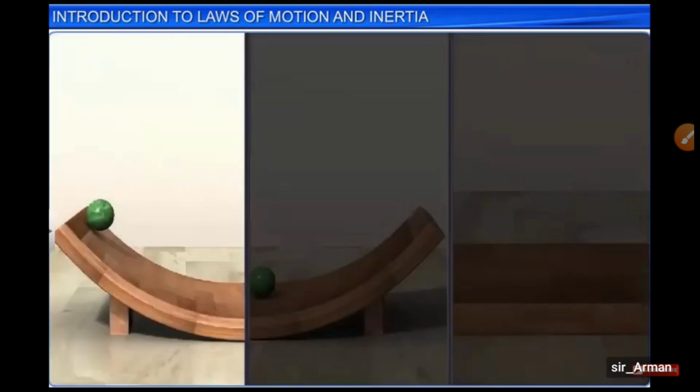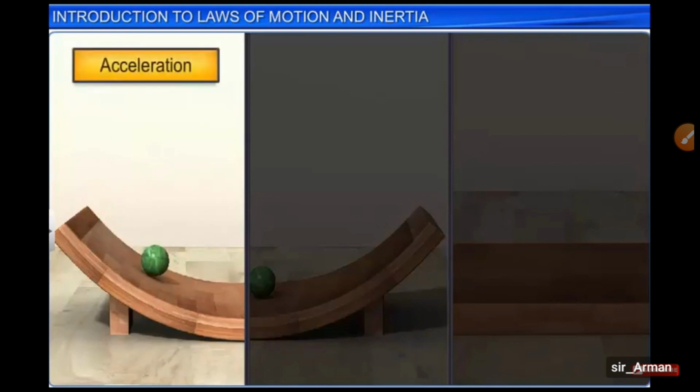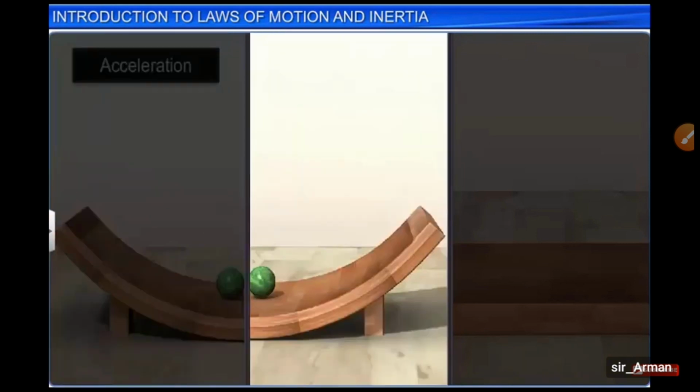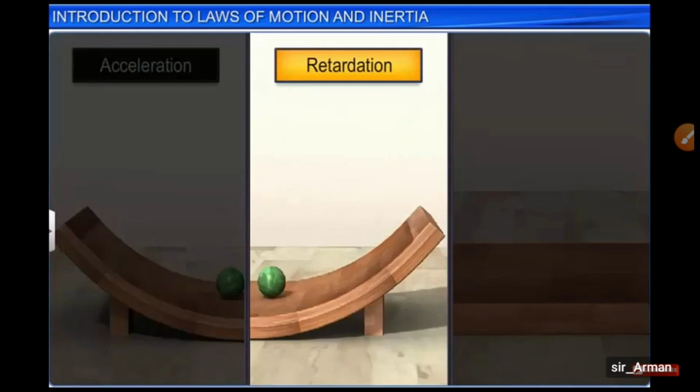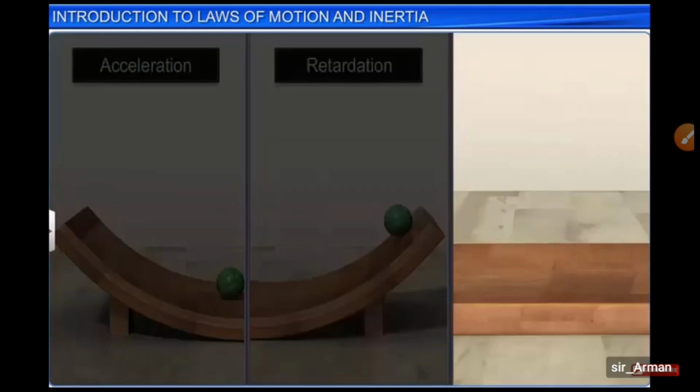He also observed that when a marble rolls down an inclined plane, its velocity increases under the effect of gravitational force, and it will attain a constant velocity by that time. Now, suppose the marble is allowed to climb up an inclined plane, then what will happen? Its velocity decreases, that is called the retardation.